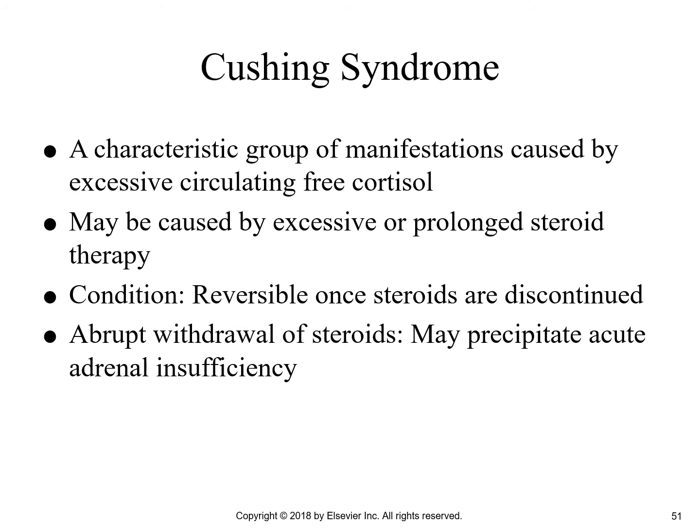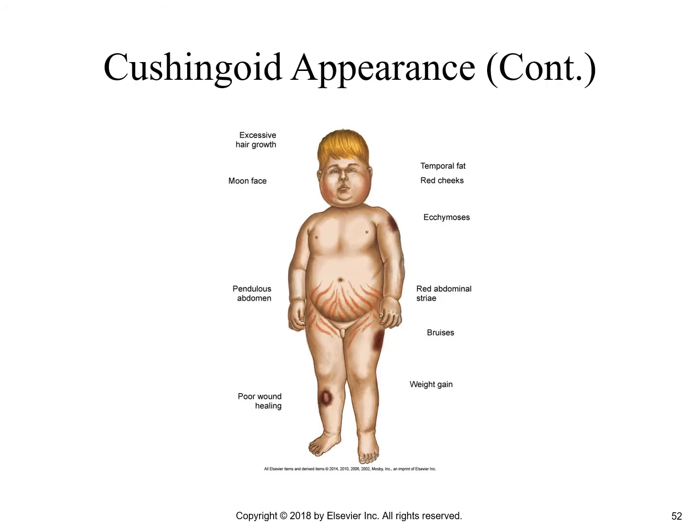Cushing syndrome. This is a characteristic group of manifestations caused by excessive circulating free cortisol. It may be caused by excessive or prolonged steroid treatment. The condition is reversible once the steroids are discontinued, but abrupt withdrawal of steroids may precipitate acute adrenal insufficiency, so you have to find that balance.